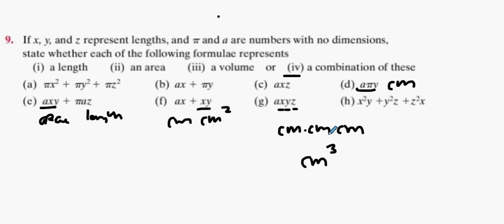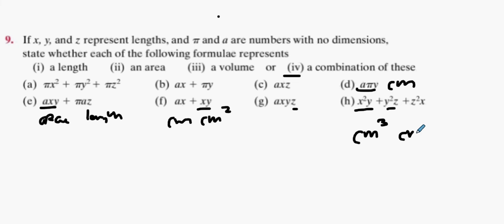Alright. Last one. X squared Y. Centimeter by centimeter by centimeter, which is centimeter cubed. That one's a centimeter cubed as well. And the third one's a centimeter cubed as well, which would be a volume. That looked really, really difficult, but it wasn't too bad.